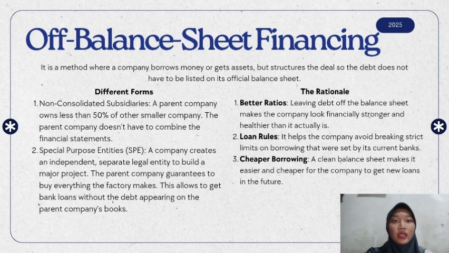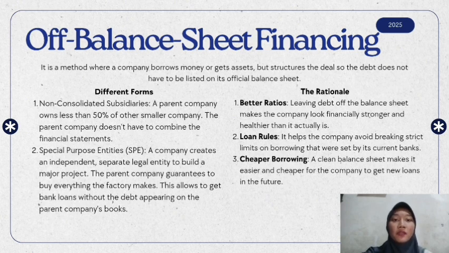Off-balance sheet financing. It is a method where a company borrows money or gets assets but structures the deal so the debt does not have to be listed on its official balance sheet. So it has different forms. The first is non-consolidated subsidiaries. A parent company owns less than 50% of another smaller company. The parent company doesn't have to combine the financial statements.